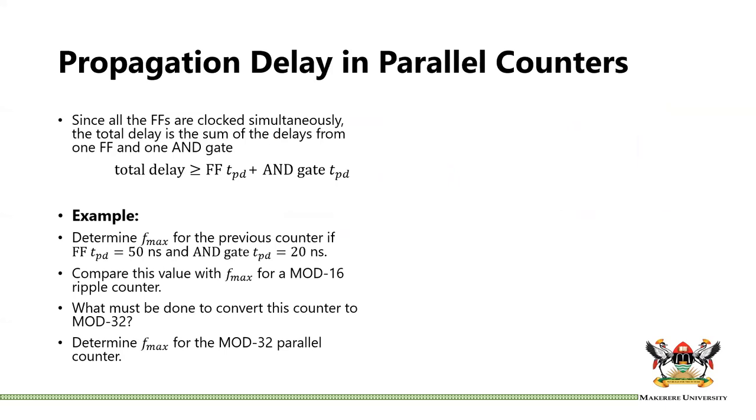Okay. So determine F max for the previous counter if TP is 15 nanoseconds and that's 20. Compare this with the mod 16 counter. We have already done both of these. What must be done to convert this counter to a mod 32? It's already mod 16, so we add another flip-flop, the fifth one.